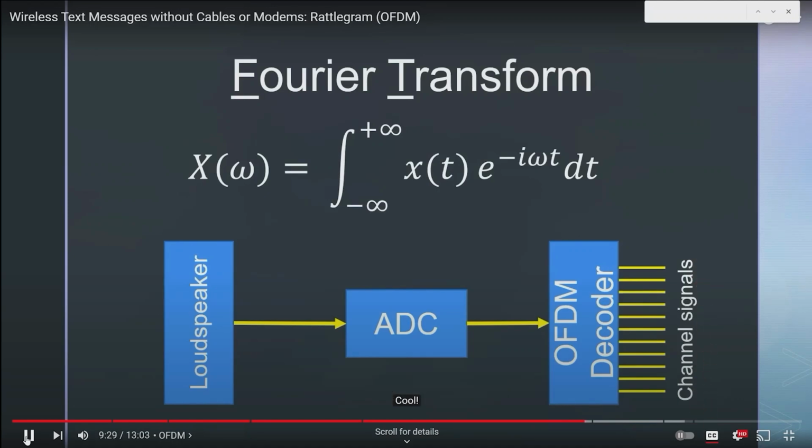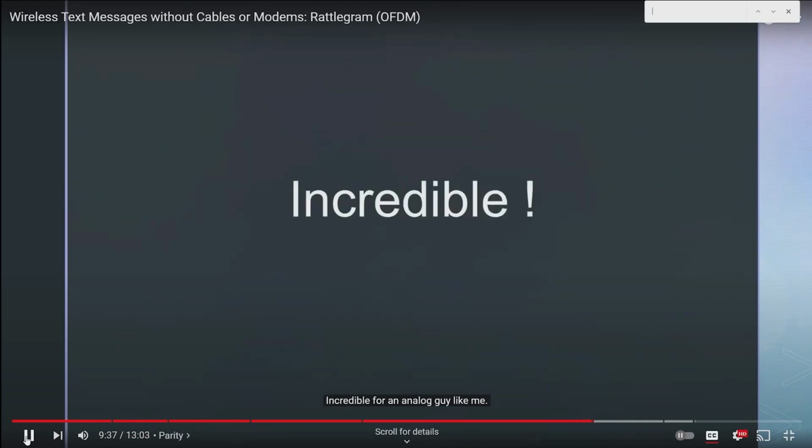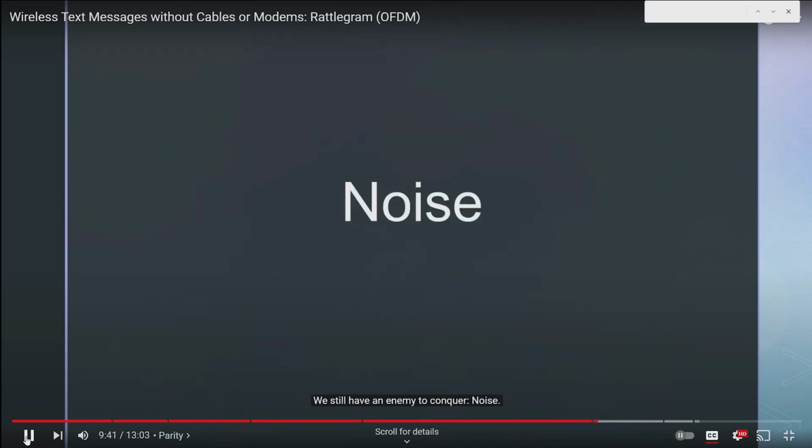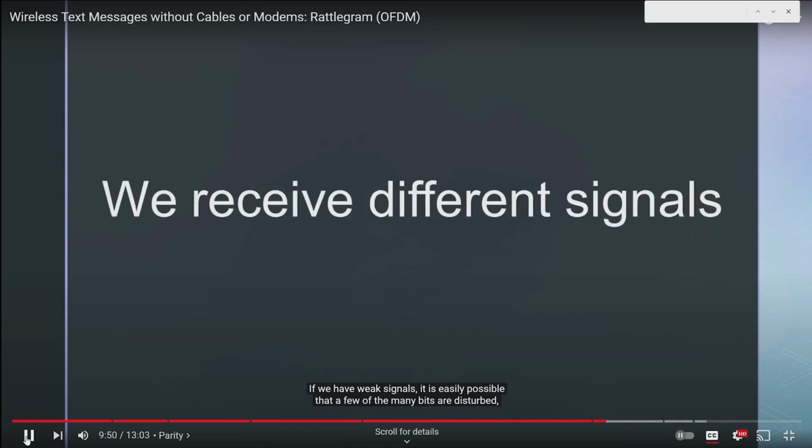Cool! Without one capacitor or inductor. And with a bandwidth of only 6.25 Hz per channel. Incredible for an analog guy like me. We still have an enemy to conquer. Noise. If we have weak signals, it is easily possible that a few of the many bits are disturbed, and the received data is different from the one sent. This is not acceptable in digital signals.